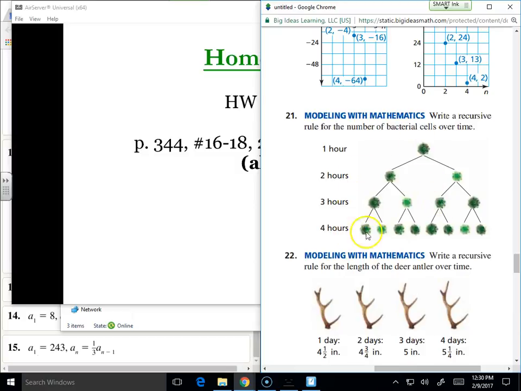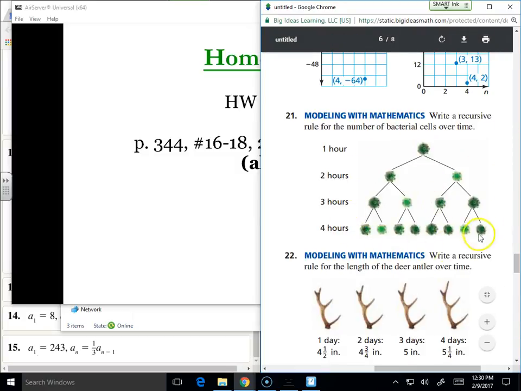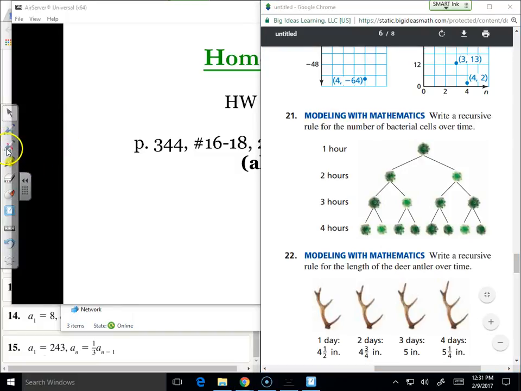What's weird about number 21? It looks like a figure 21. Yeah, well, hold on. Read the words. Write a recursive rule for the number of bacteria cells. What's going on? You start with one bacteria cell, in 1 hour, from 1 to 2, it's doubled. Then it doubles again, doubles again. Wait, hold on. How can we make this into a sequence?